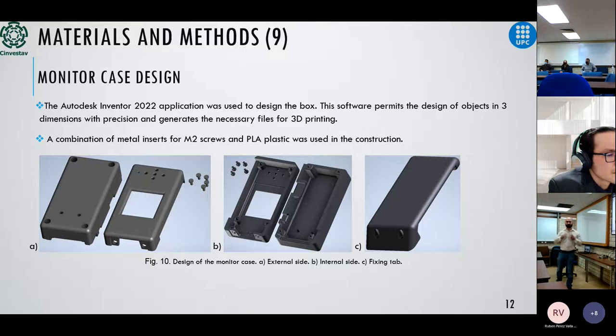Now, the Autodesk Inventor 2022 application was used to design the box. This software permits the design of objects in 3 dimensions with precision and generates the necessary files for 3D printing. A combination of metal inserts, M2 screws, and impeller plastic was used for the construction of this device.